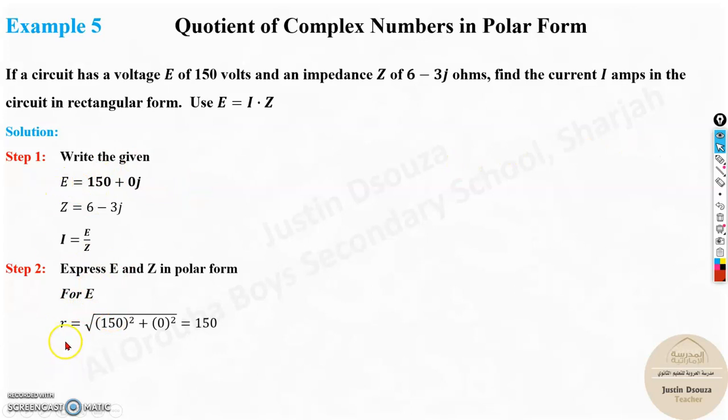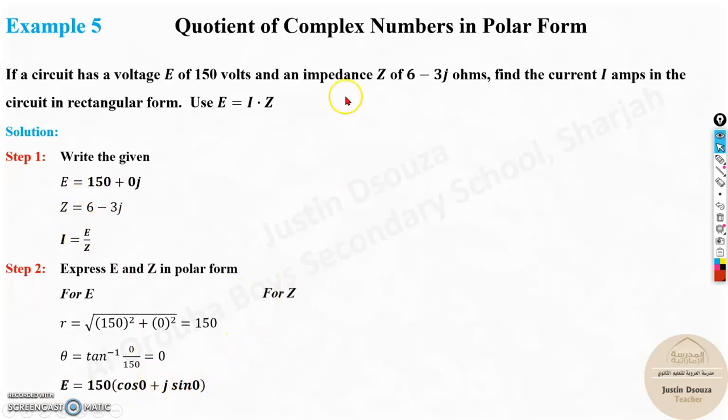For E, you need to find the resistance R, it's the radius. That is, find the modulus and the argument, angle theta. So R is what? Square root of 150 squared plus 0 squared, because there's nothing, it'll be the same. And the angle is, see, this A value is positive. So this is the formula. Tan inverse of 0 by 150. Put it in the calculator, you'll get the answer. We have done this already before. Now this is the polar form, 150 cos 0 plus j sin 0.